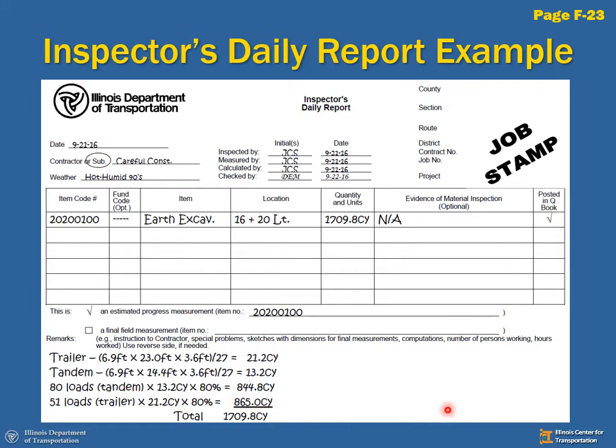Here's our total. To fill out our IDR, we put our total estimated quantity and units. We have our pay item number, description, location. I check the box that this is an estimated progress measurement. It is not final. And I have my pay item number right down here on the line.